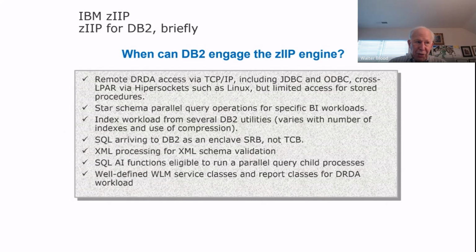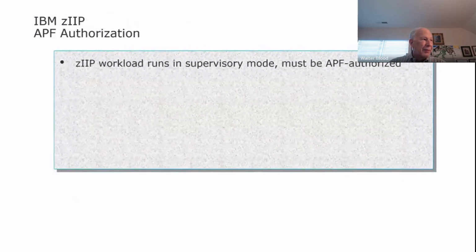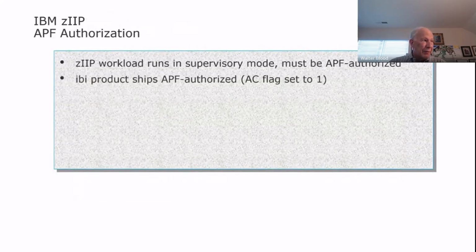So that's what the zIIP can do. Now, how does it do this? Basically, one of the big things that's required is APF authorization. The supervisory state means that the load modules must be APF authorized.